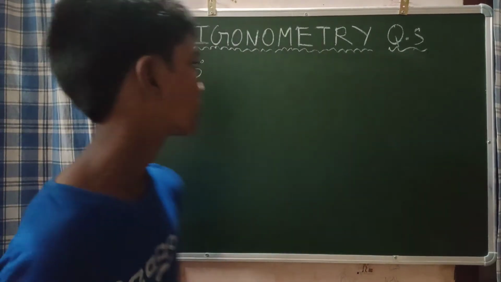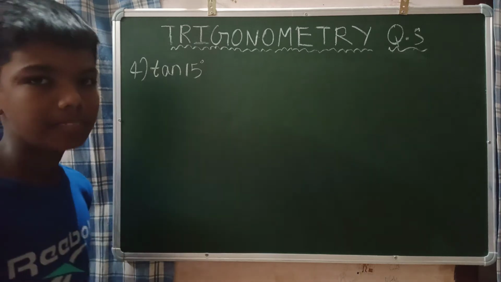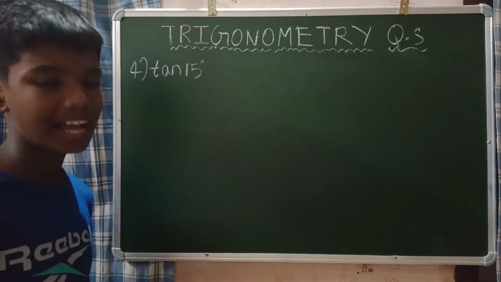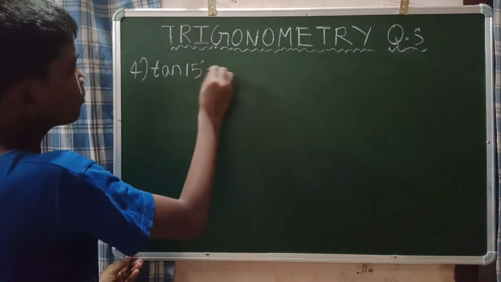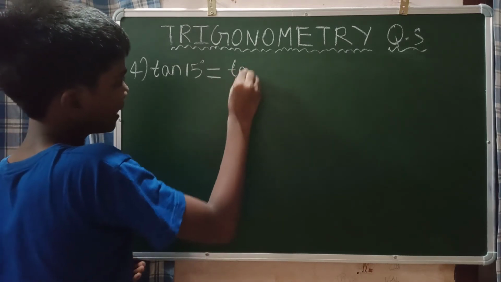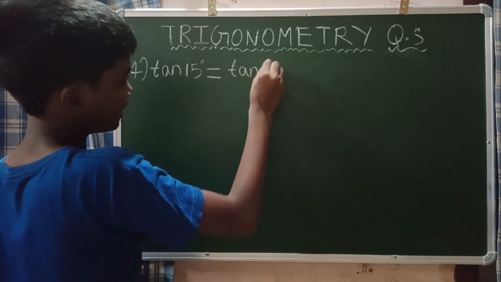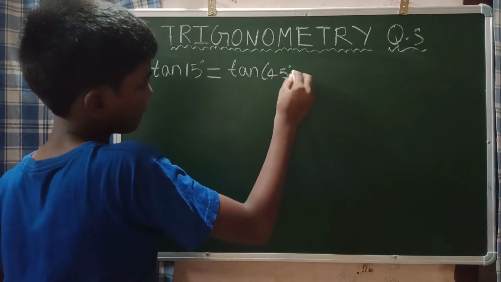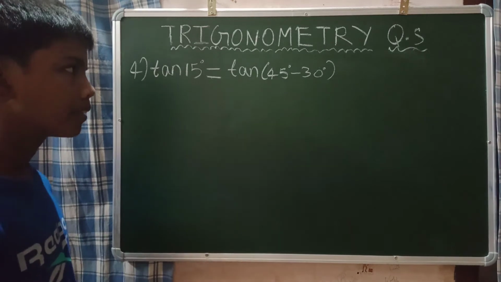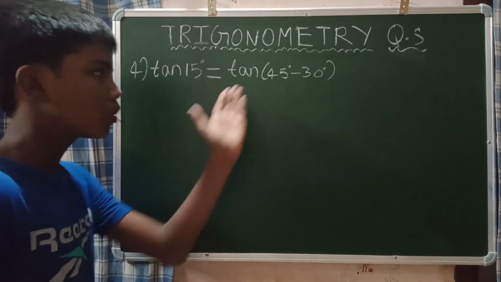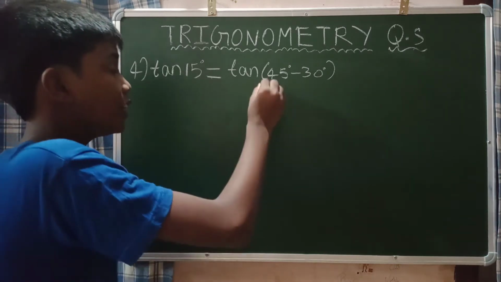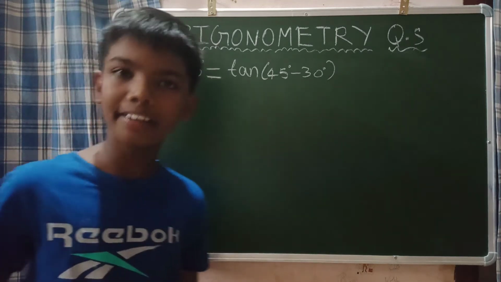Fourth question is, find the value of tan 15 degree. Now, we don't know the value of this tan 15 degree as usual. So what I am going to do is rewrite this as tan 45 degree minus 30 degree. It is the same as 15 degree. The reason why I wrote it like this is because we don't know the value of tan 15 degree, but we know the value of tan 45 degree and tan 30 degree.